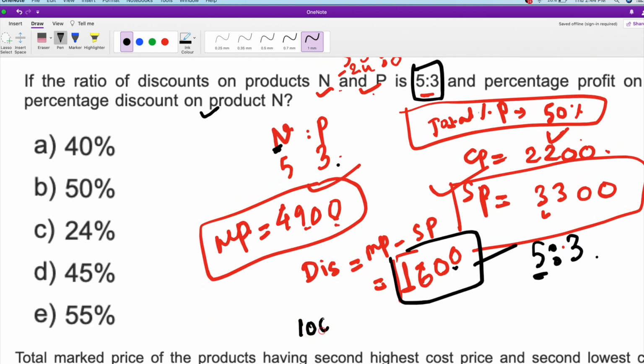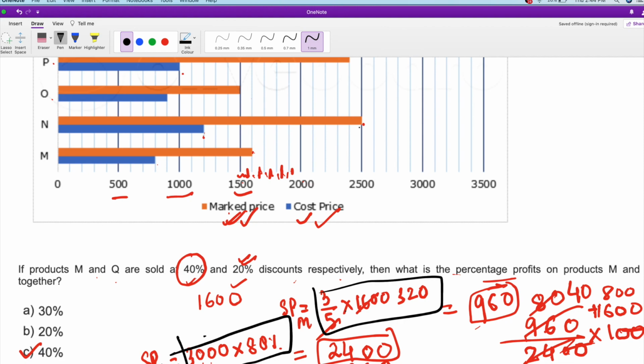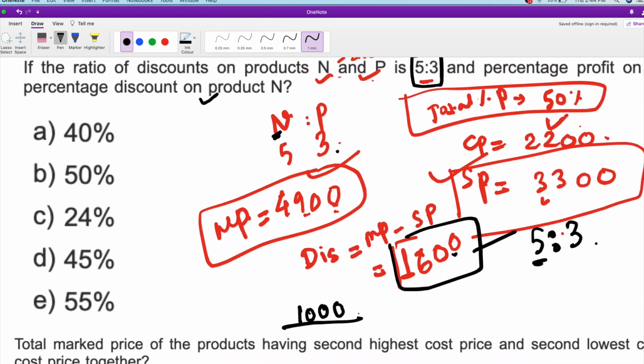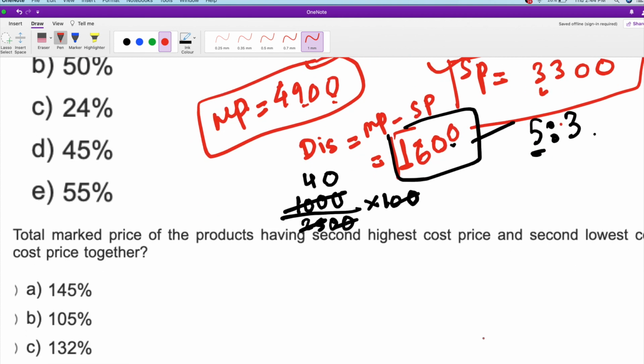So the discount on N is how much? 1000. And you have to note down the percentage discount. The discount is done on what? On marked price. So what is the marked price of N? The marked price of N is 2500. So 2500 will come in the denominator into 100. This is your answer. Cancel the 2 zeros from here: 40. So here also the answer is 40%. I hope it is clear. Now I'll move to the next question.